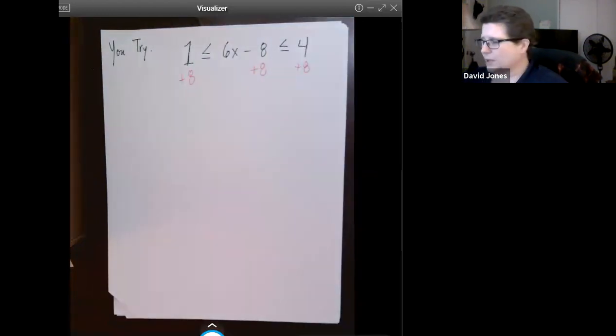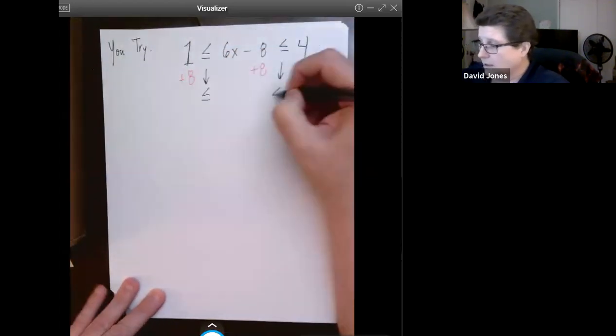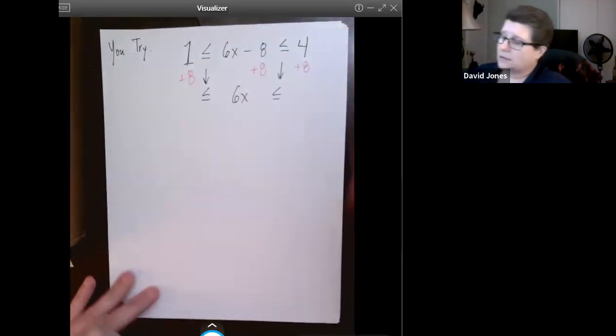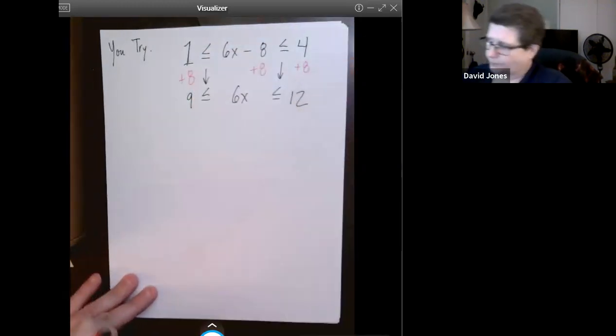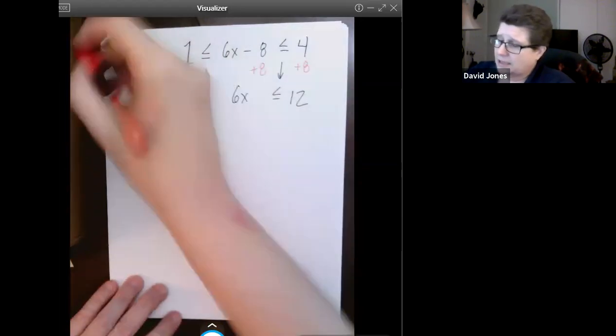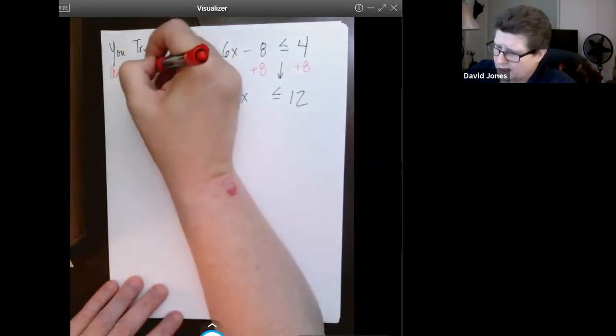When I have two inequalities, look at that. I'm adding 8 to 3 different regions. One plus 8 is 9, and 4 plus 8 is 12. An operation in one zone must be done in all.